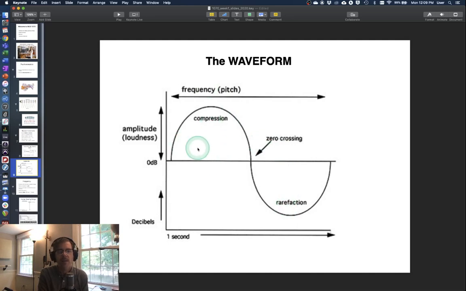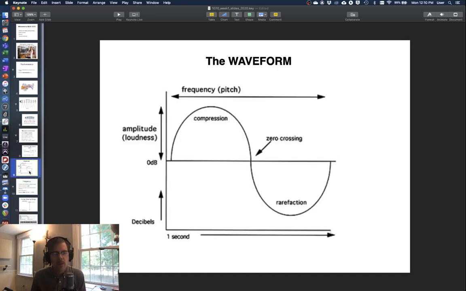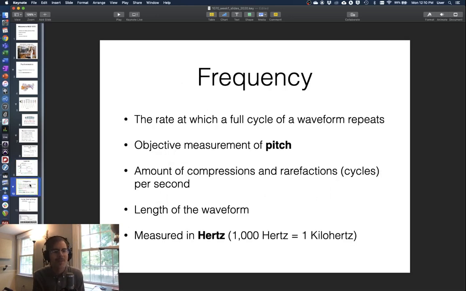And we make that distinction between how many times there's a push and pull of air pressure over any certain amount of time. Frequency is the rate at which a full cycle of a waveform repeats. It is how we measure pitch. And pitch is determined by the amount of compressions and rarefactions per second of a waveform. If we go back to our example here, this example shows us one compression and rarefaction in one second. So that means it has an extremely low frequency, something that we cannot detect as humans. And it's determined by the length of the waveform, and we measure a frequency in hertz.